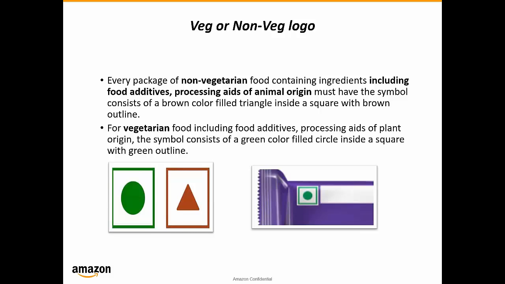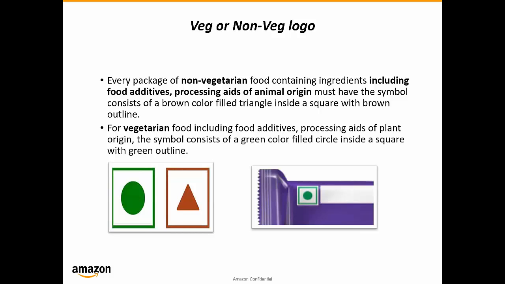So that way it should be displayed, this is the veg or non-veg logo. Now, the earlier veg and non-veg logos were both circles, with the circle surrounded by a square. So it was tough for color blind people to distinguish between them, because both the shapes are a circle, or a circle surrounded by a square.